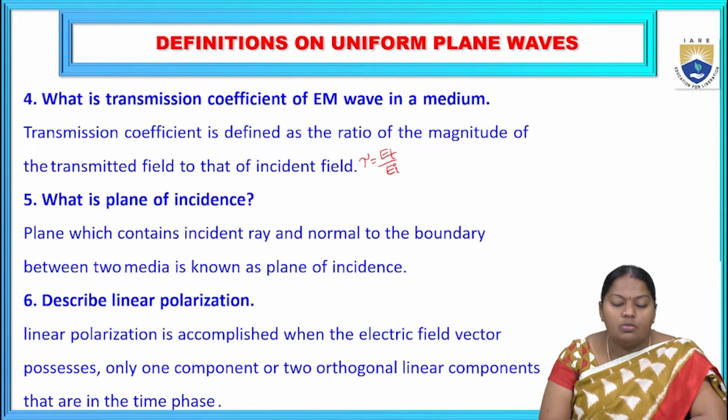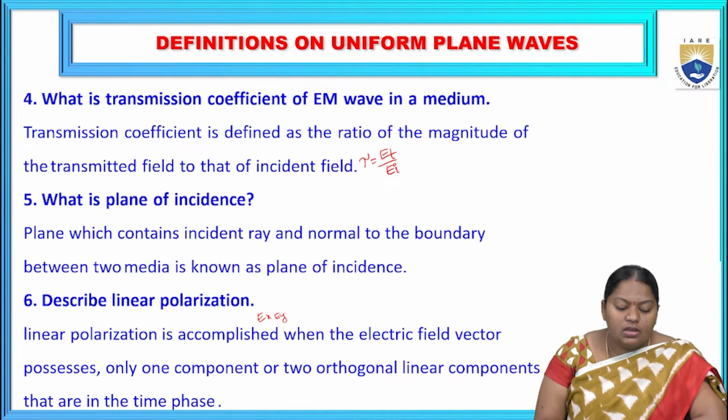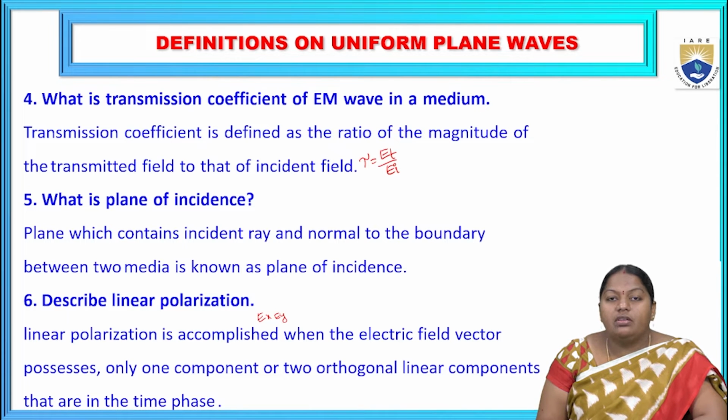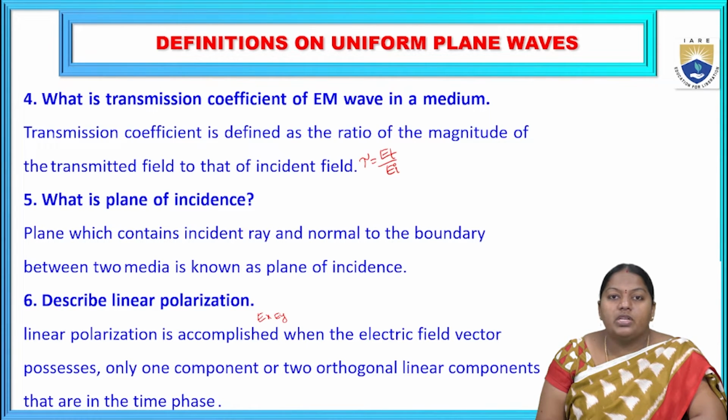Next, describe linear polarization. Linear polarization is accomplished when the electric field vector possesses only one component, or two orthogonal linear components that are in time phase. Suppose you have the field components Ex and Ey. Linear polarization is accomplished when we consider the electric field vector in only one particular direction, or two orthogonal linear components that are in phase, meaning the phase angle between the x and y components is zero.